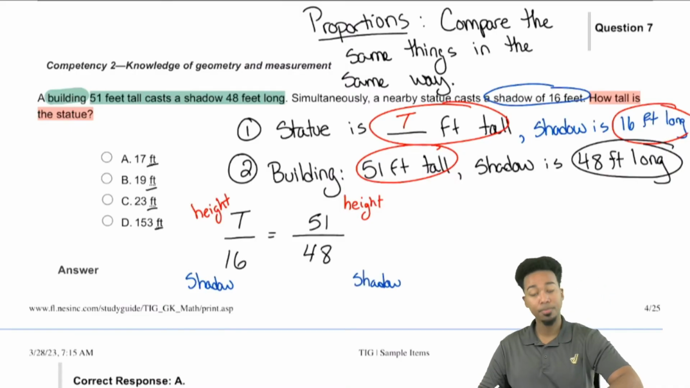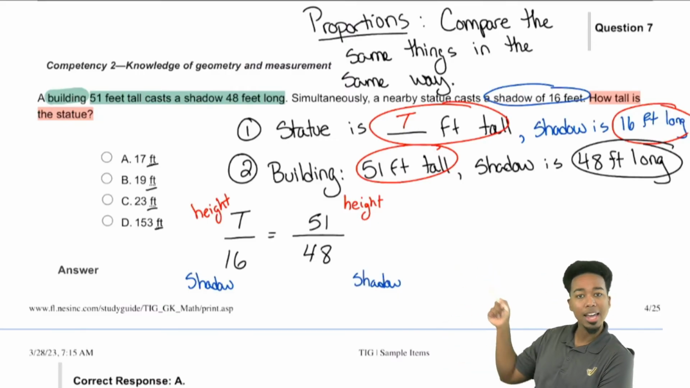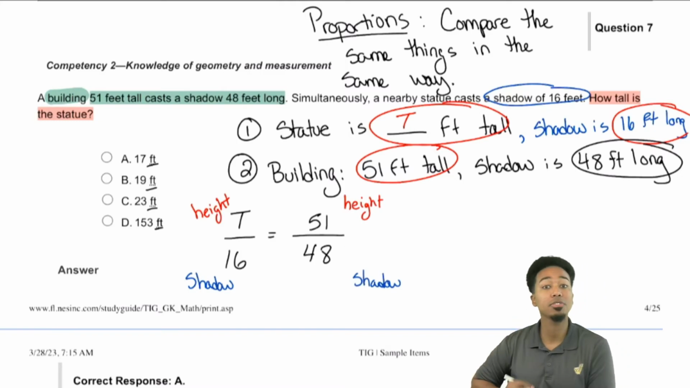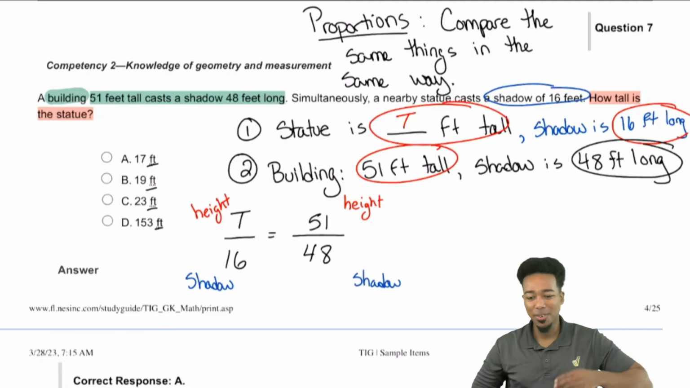Boom, right there. Now that I have that set up properly, again, notice that the top is going to be the height, the bottom is the shadow, top is the height, bottom is the shadow. We have successfully compared the same things in the same way, and now we're good. We're good to go. So let's go ahead and get it done, my party people.